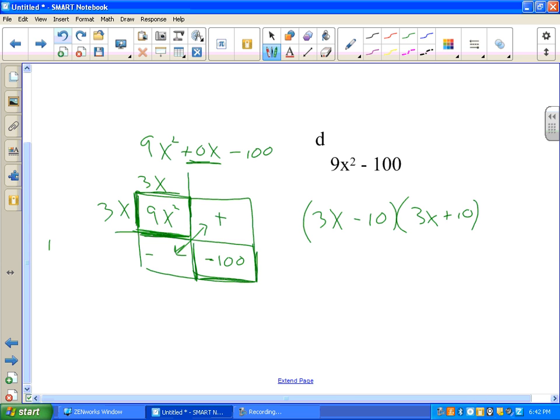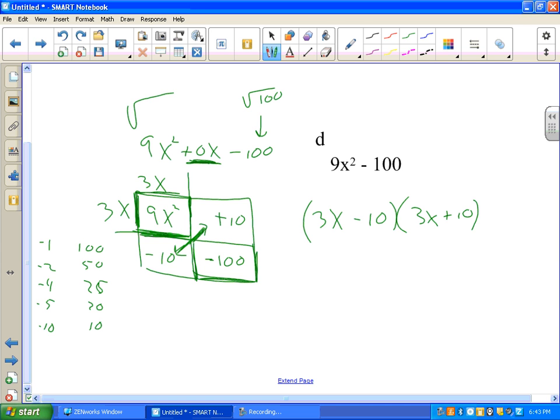to multiply to be negative 100, they can be 1 and 100, 2 and 50. Let's just make those negatives. 4, negative 4 and 25. Negative 5 and 20. Negative 10 and 10. Now remember, I said that they have to add up to be 0. The only set of numbers that adds up to be 0 is negative 10 and positive 10.